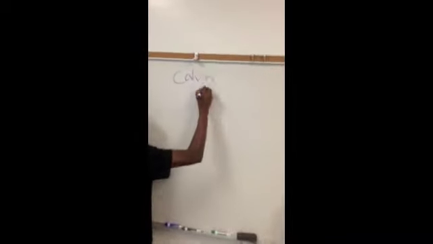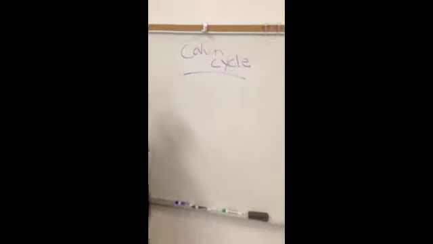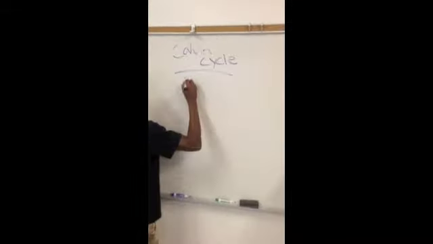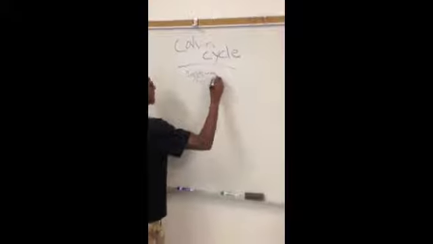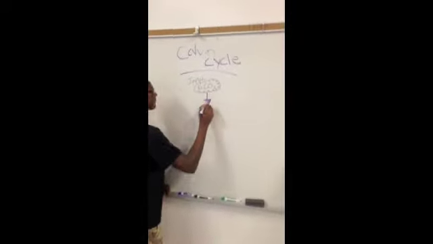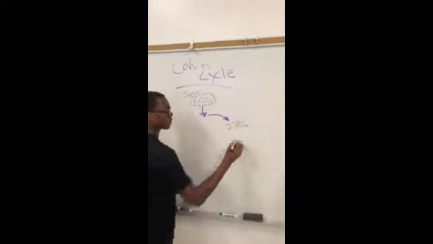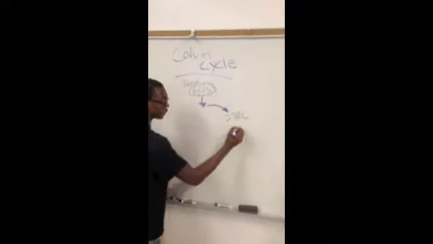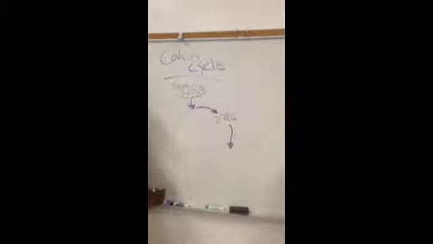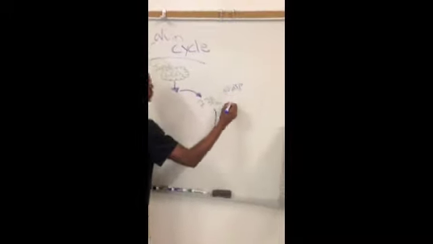The Calvin cycle is the process by which carbon dioxide is converted to glucose. It is also known as the dark reaction because it doesn't require sunlight. It occurs in the stroma of the chloroplast. The reactants of the Calvin cycle are rubisco, which is an enzyme that initializes carbon fixation, and carbon dioxide.